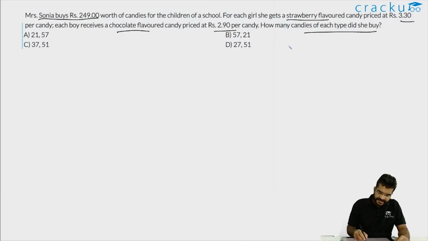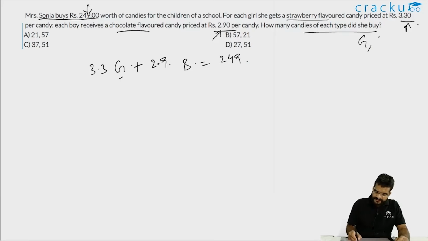So if you assume that the number of girls in the school is G and the number of boys in the school is B, for every girl she spent 3.3 rupees. So this is 3.3 G plus for every boy she spent 2.9, plus 2.9 into B is equal to the total amount of money that she spent, which is 249. Now we are required to find out the value of G and B. Because we want to remove decimals, we will multiply everything with 10.